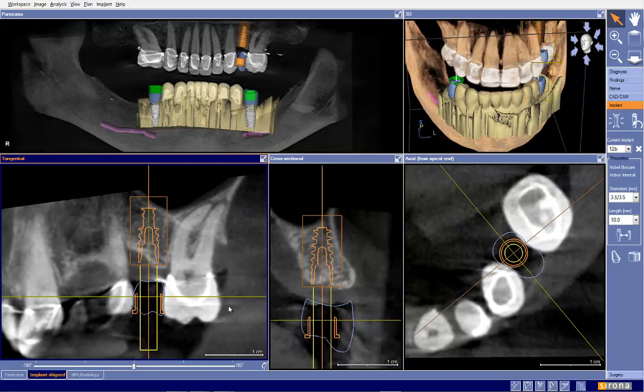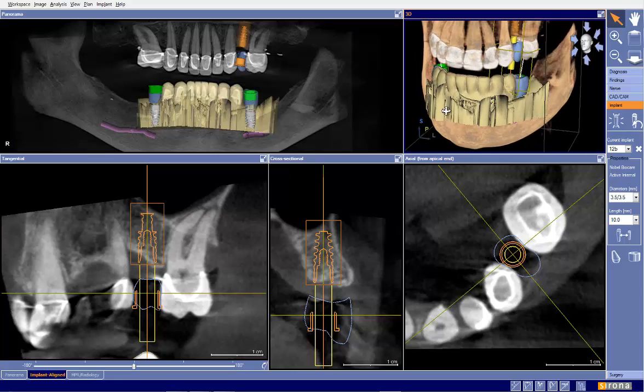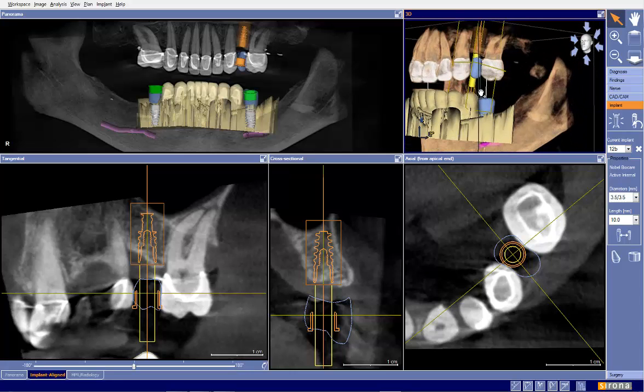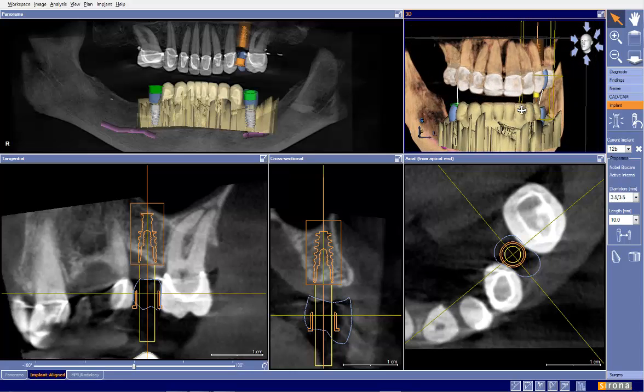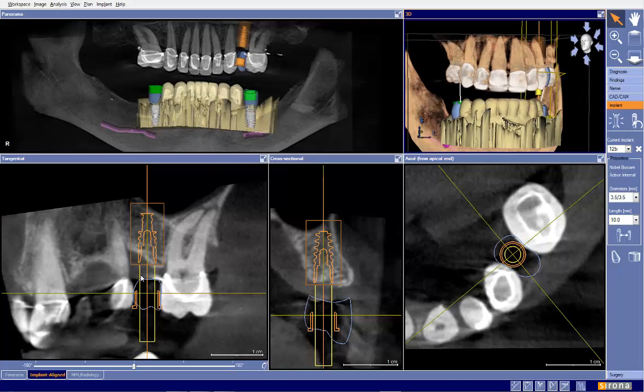So I'm not personally comfortable with the implant planning of tooth number 12. I'm not comfortable putting an implant there, given the vertical bone loss there and given the limited restorative space.